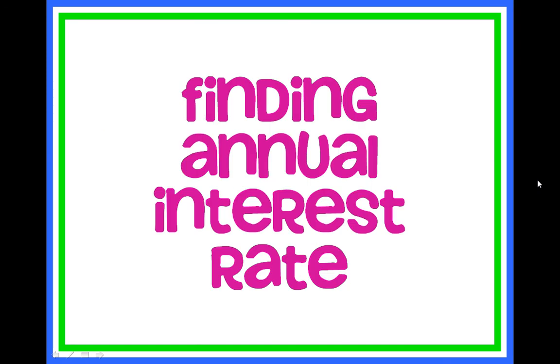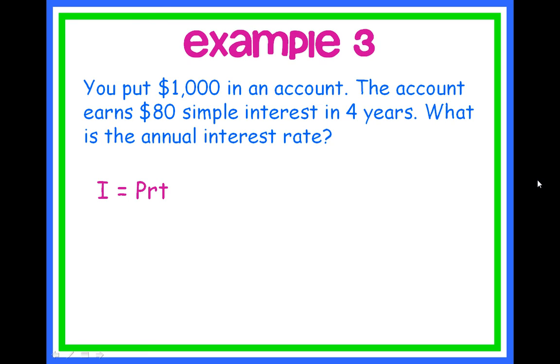Okay, well, what if we know everything except what the interest rate is? Let's find that. You put $1,000 in an account. The account earns $80 simple interest in 4 years. What is the annual interest rate? You're still going to use your formula, but now you know the interest and you're trying to find the rate. So you just continue to plug everything in.